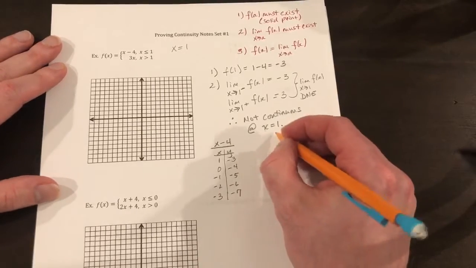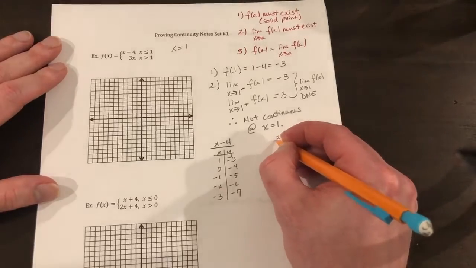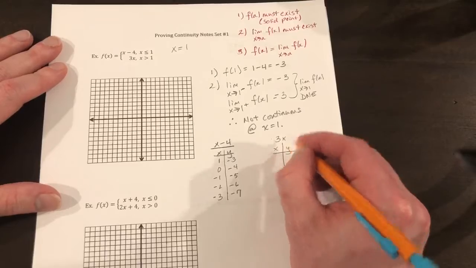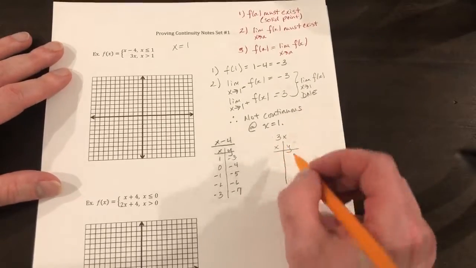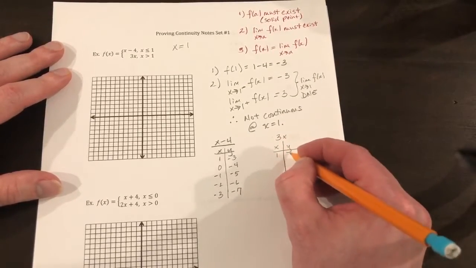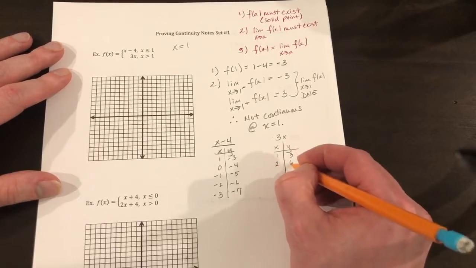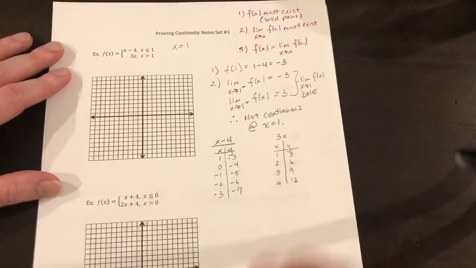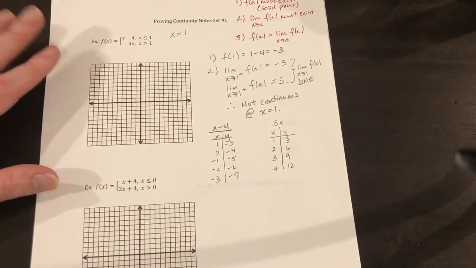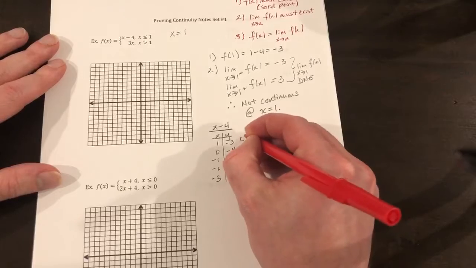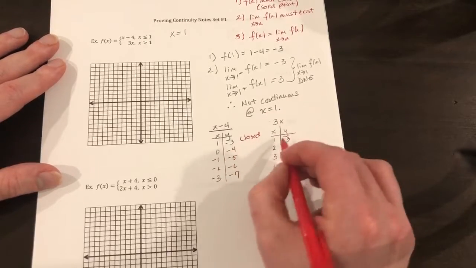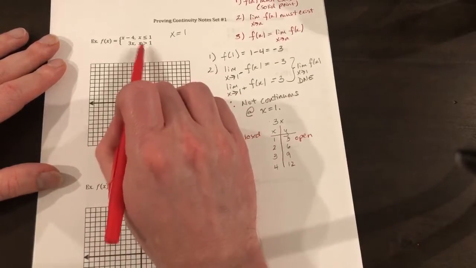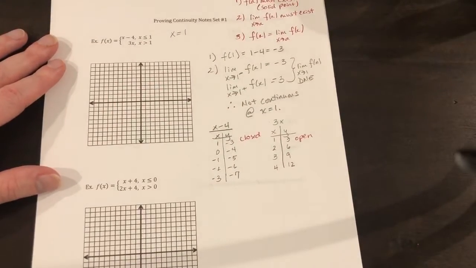Then the line y is equal to 3x. I'm going to make my t-chart for that. I'm going to start at 1, so we get 1, 3; 2, 6; 3, 9; 4, 12. Now, like we did before, this is going to be closed in this branch because of the equal to, and then it's going to be open in this branch because it's not equal to. So let's go graph this.